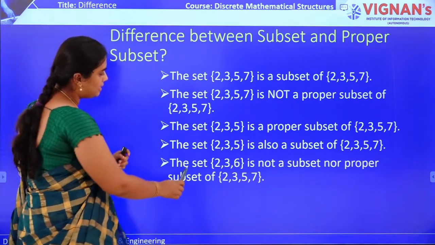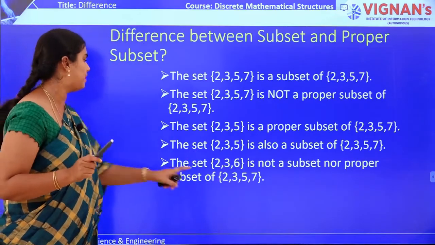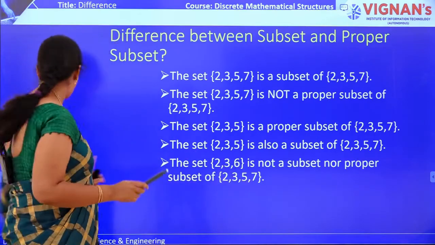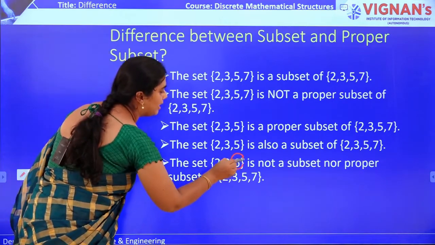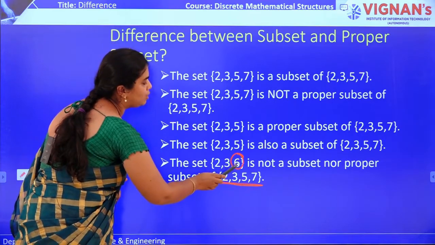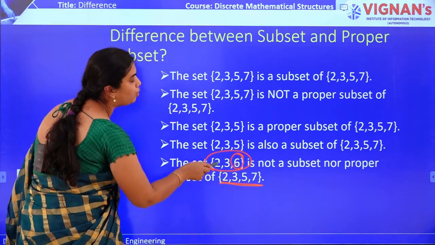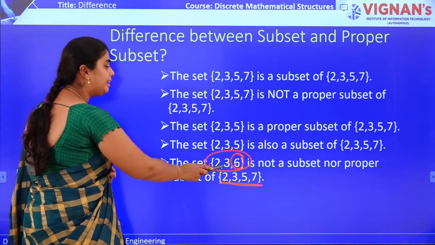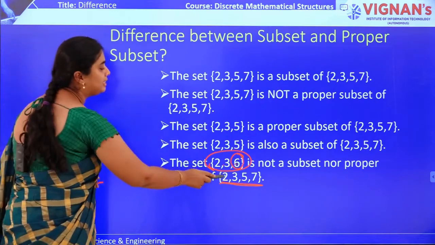If you look at this, the set 2 3 6 is neither a subset nor a proper subset of 2 3 5 7, because over here 6 is an element which is not present in this set. So as 6 is not present, and we are representing this whole 2 3 6 as a set, in that case this is neither a proper subset nor a subset.